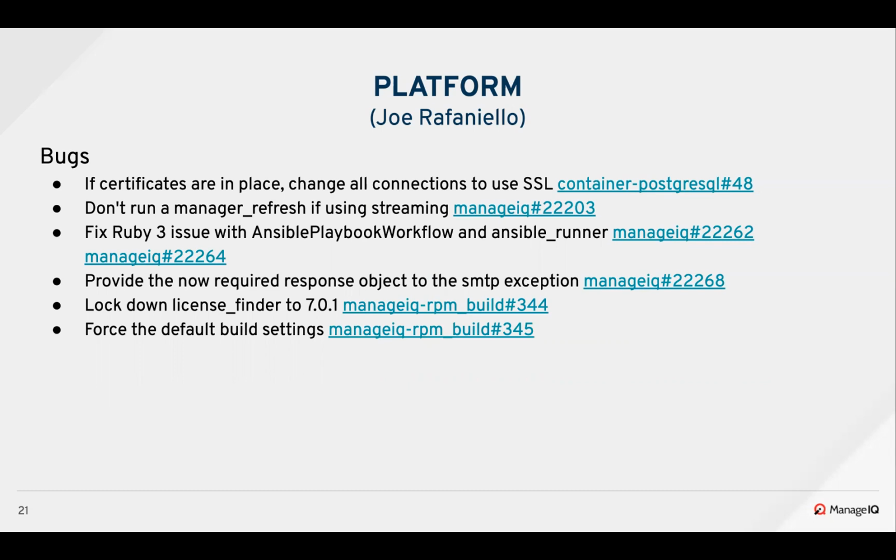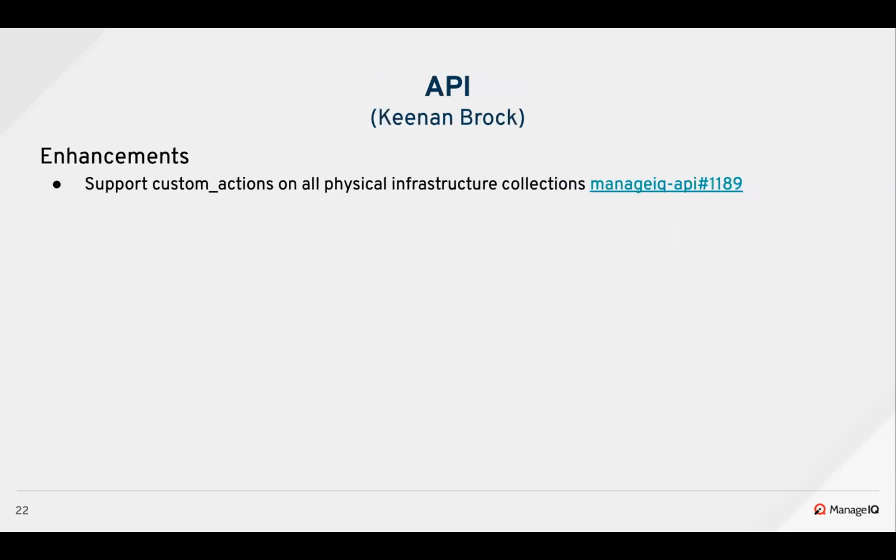And Brandon also forced the default global build settings as some were not enabled and caused Mock to build without support for SSL. And that's all for core. Okay, and we'll do the API. On the API side, an enhancement was made to support custom actions, which are custom buttons on all the physical infrastructure collections. And you saw the UI side in Jeffrey's slides.